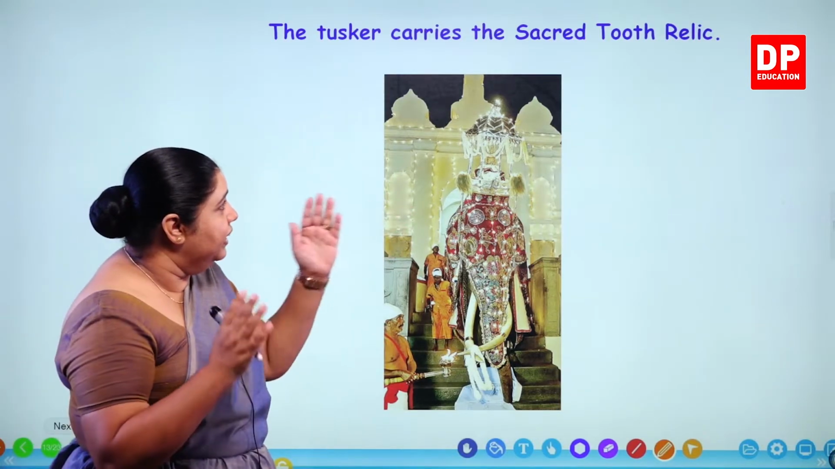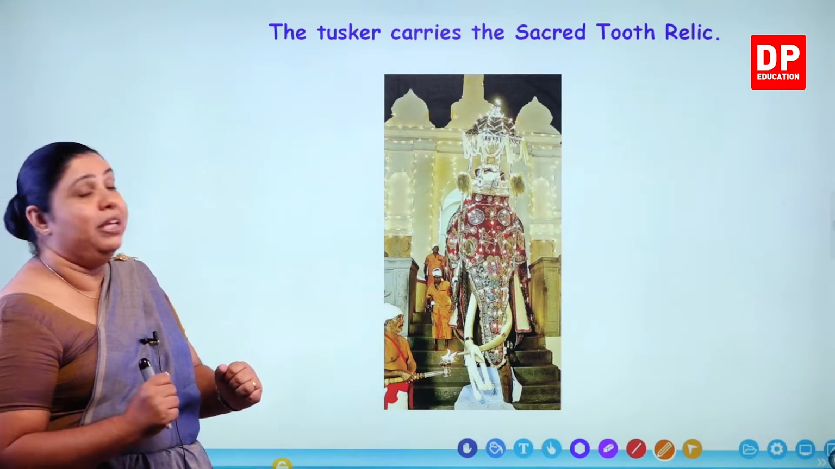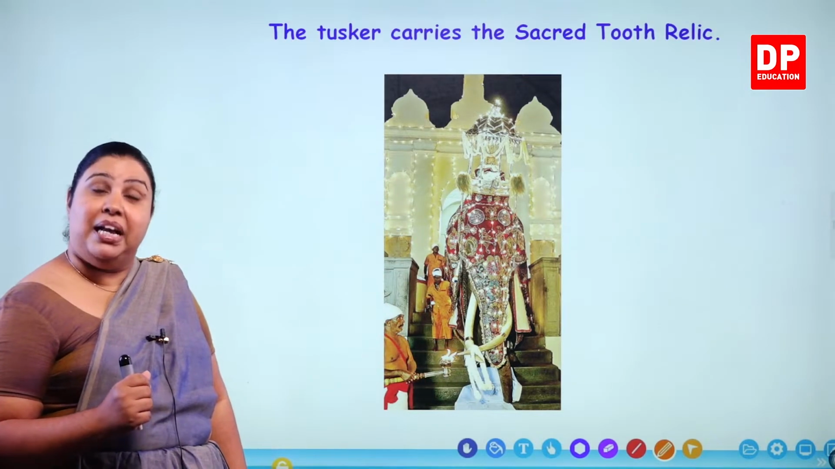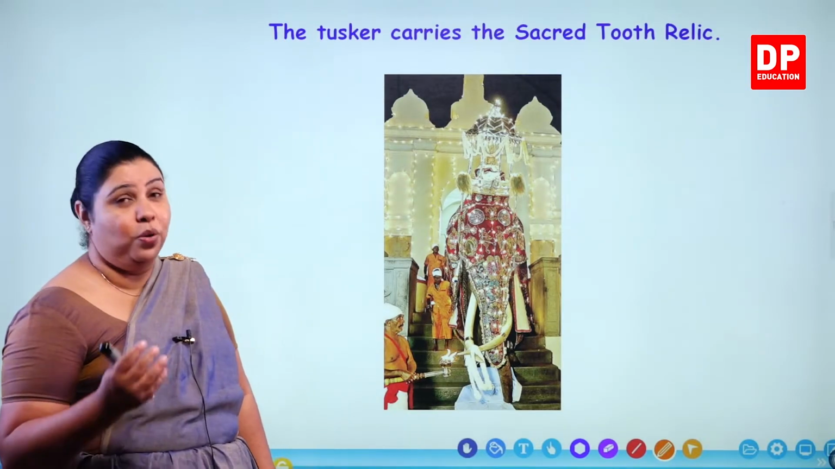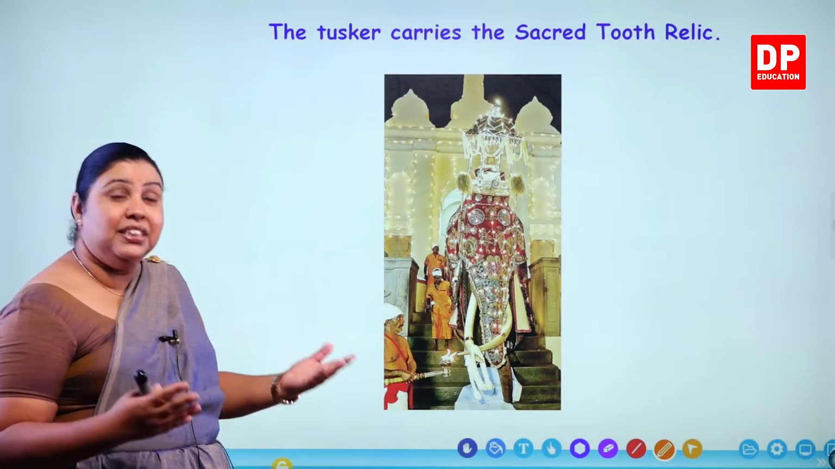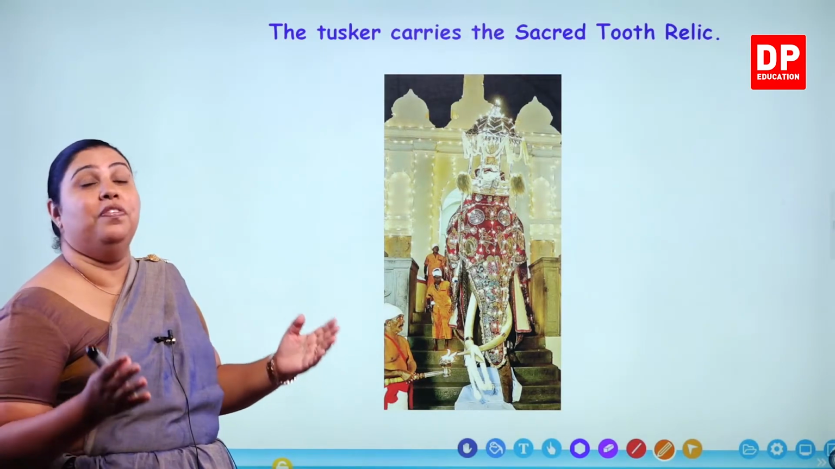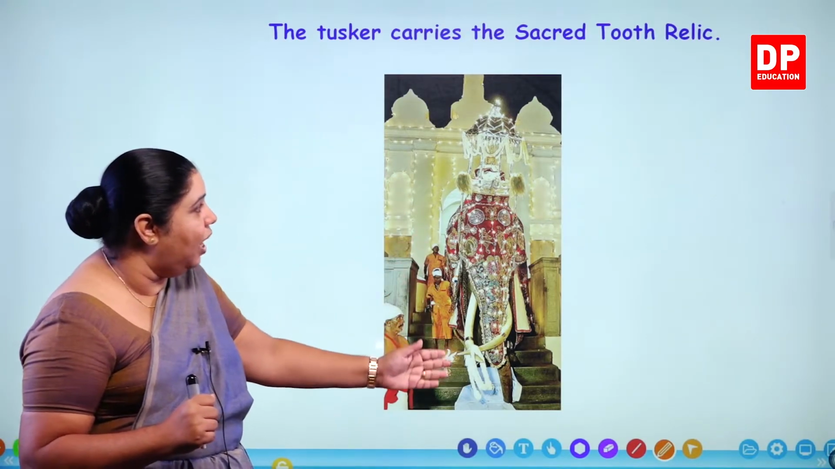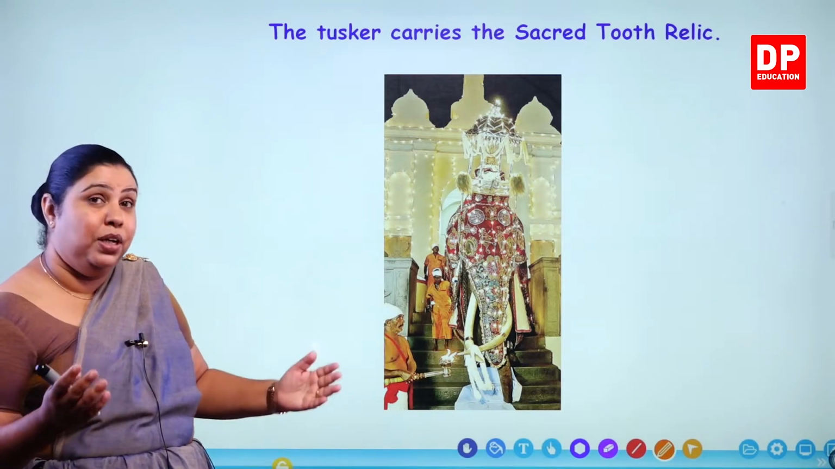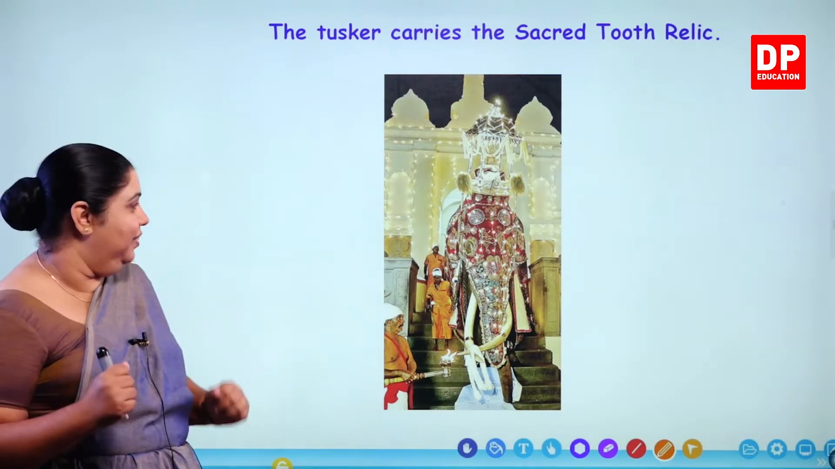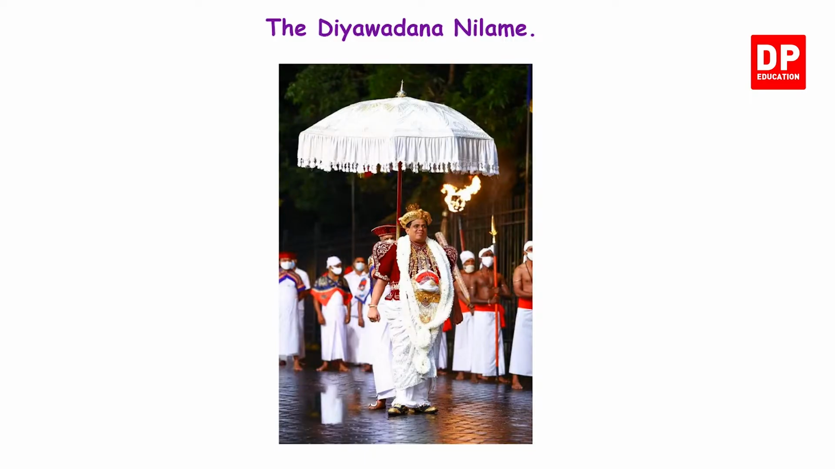So can you see the sacred tooth relic is being carried by this tusker? Can you see what a beautiful, majestic picture? We are so proud of our history, aren't we? We are so proud of the ancient pageants that we have. We are so proud of our beautiful, valuable history. So this is how the tusker comes out of the temple of the sacred tooth, carrying the sacred tooth relic. Okay? Right. Then we have the Diyavadana Nilame.